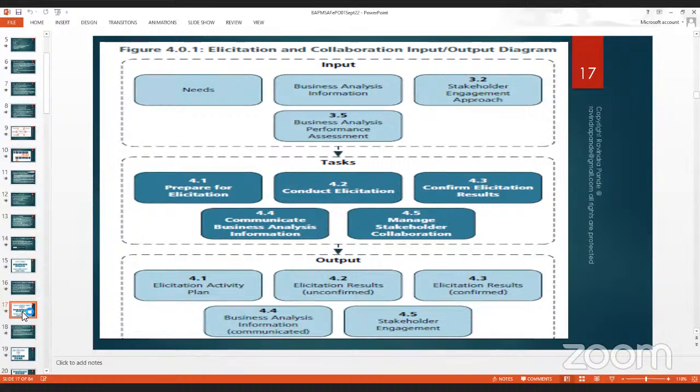And then the outputs expected from business analysts are the elicitation activity plan. How do you want to perform the elicitation activities? Which type of voice recorder do you have? Where are we going to start elicitation, when is it planned to end, and so on. Then we normally have an elicitation list which is not confirmed.